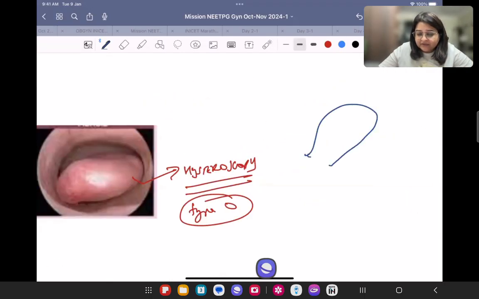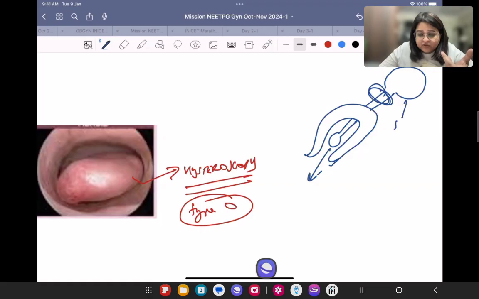If it's a pedunculated submucosal, it will cause intermenstrual bleeding. If it's a pedunculated subserosal, this can undergo torsion. Somebody had written this can undergo torsion on the pedicle. But again, it's a very rare scenario. It's not commonly seen, but this is what it can cause. Okay.